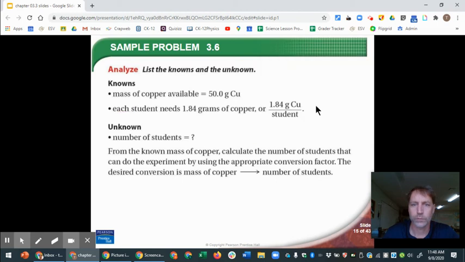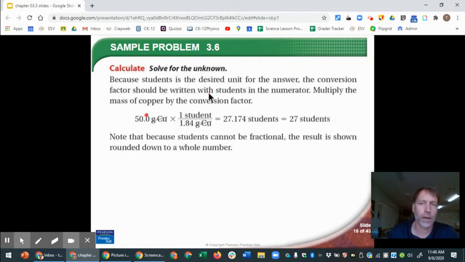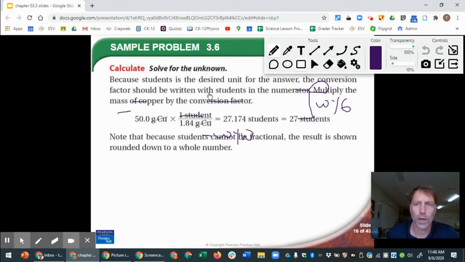Here's how we do it. This is what we got. We have 50 grams of copper, and we're going to convert that to students, and our conversion factor is 1 student for every 1.84 grams of copper. So 50 divided by 1.84 is going to be 27.174 students.